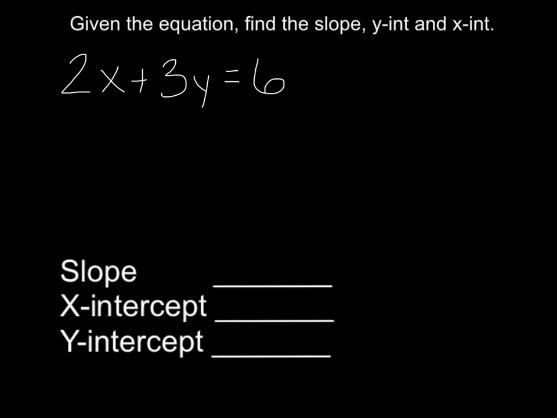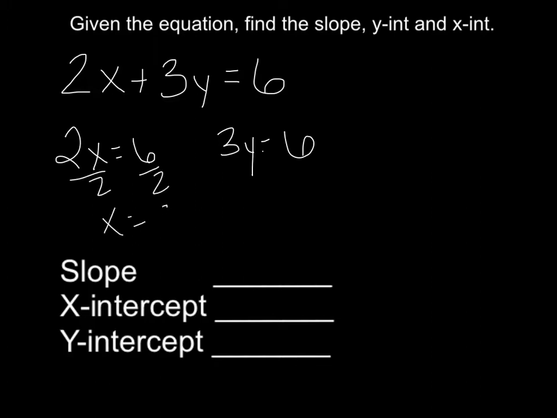Okay, so it's called the cover-up method. So you take the 2x equal to the 6, and you set the 3y equal to the 6. Okay, divide this by 2. So x equals 3, so your x-intercept is 3. Divide that by 3, so y-intercept is 2. Okay, so you have your x-intercept is 3, your y-intercept is 2.